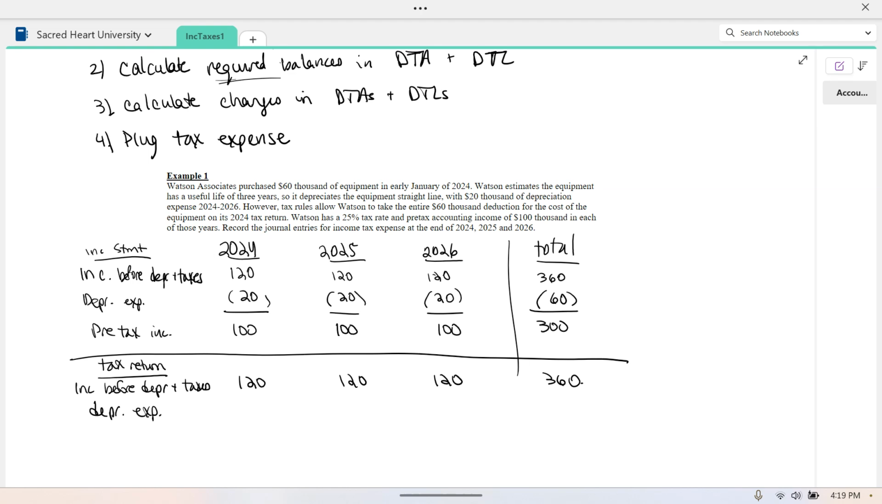The tax rules allow the company to take the entire $60,000 in year one and have no depreciation expense the following years. So we still have the same $60,000. Instead of calling it pre-tax income, we're going to call this taxable income. Over the 3 years, it's the same, but we see this timing difference between pre-tax income and taxable income.